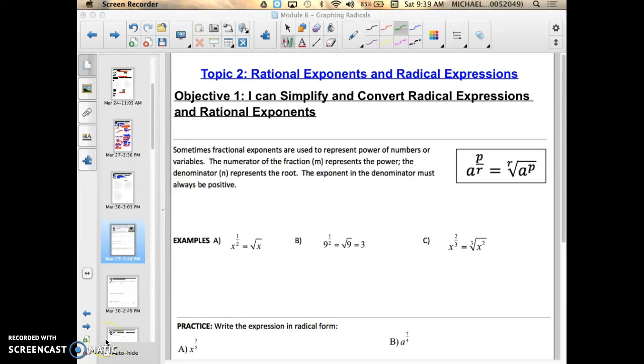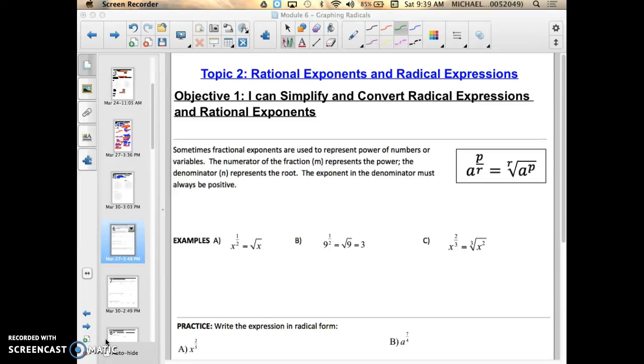Topic 2, rational exponents and radical expressions. This topic only has one objective, but this objective is a little bit involved, and so as I talk through this, I'm going to ask you to pause the video to try the specific skill that I'm working on, just so that you can ensure that you're tracking with what I'm talking about, all right?